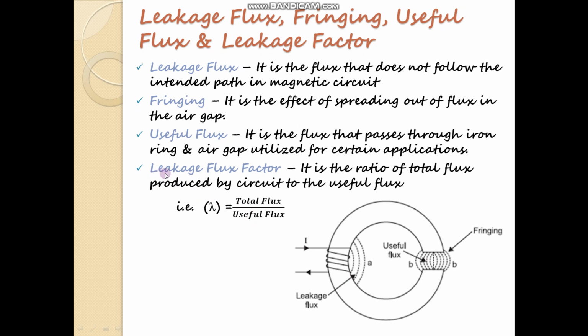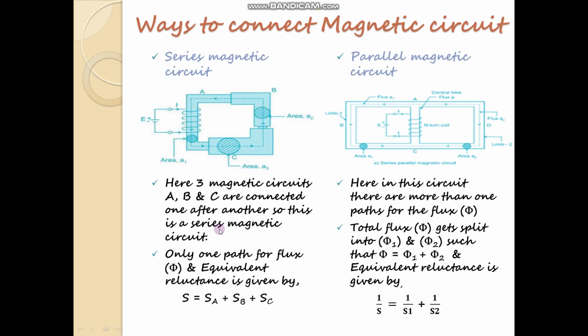Fourth term is the leakage flux factor. It is the ratio of total flux produced by circuit to the useful flux, and it's denoted by the letter lambda. Now, ways to connect the magnetic circuit. Similar to the electric circuit, the magnetic circuits are also of two types: series magnetic circuit and parallel magnetic circuit.